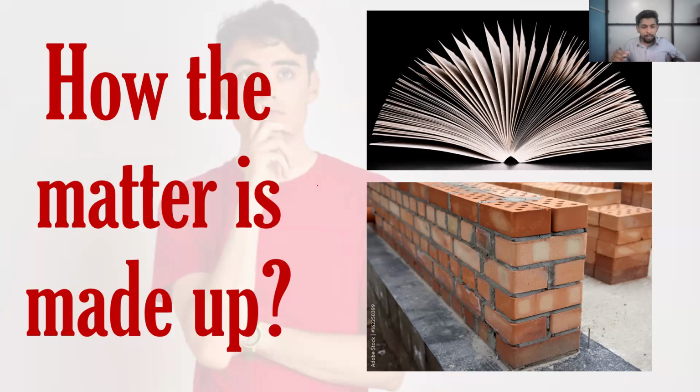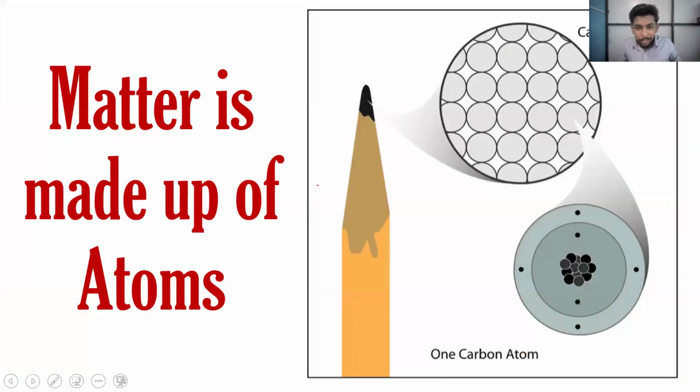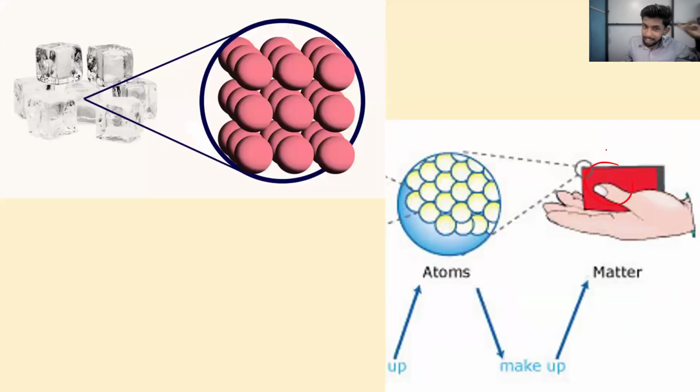Now look at this picture. Here you can see the pencil is made up of atoms. The carbon, the black colour one, is made up of carbon atoms. And look at this diagram here. The brick is made up of atoms. The wall is made up of bricks, and the brick is made up of atoms. Look at this diagram. The water, ice cube, is made up of molecules or atoms. So I hope you have got the idea of what an atom is and how matter is formed.